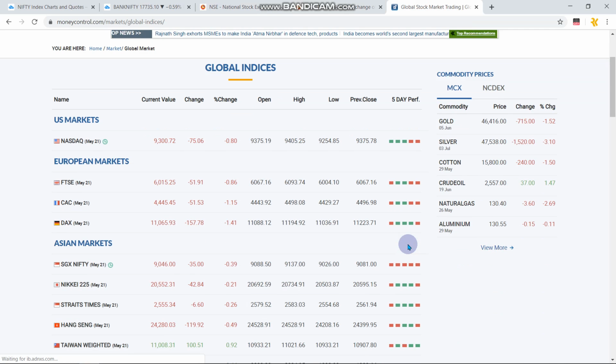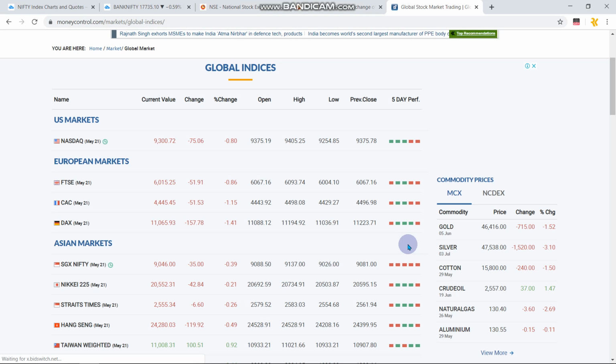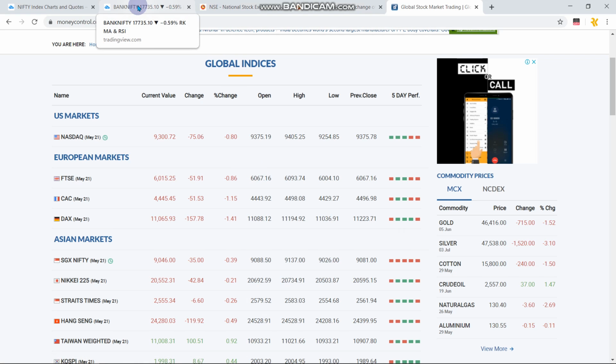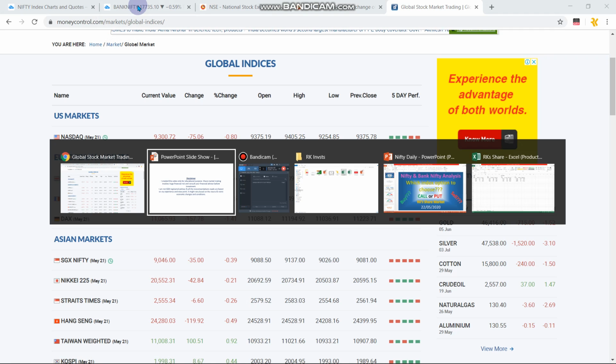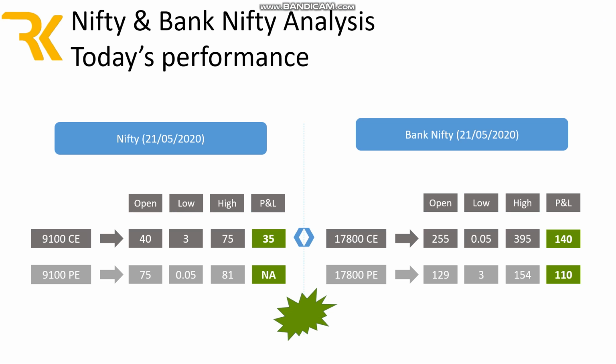And if you go to the global Nifty, SGX Nifty is trading neutral, so there is no big movement in the market tomorrow. And let us go to the slides. So this is how yesterday's recommendations performed today.